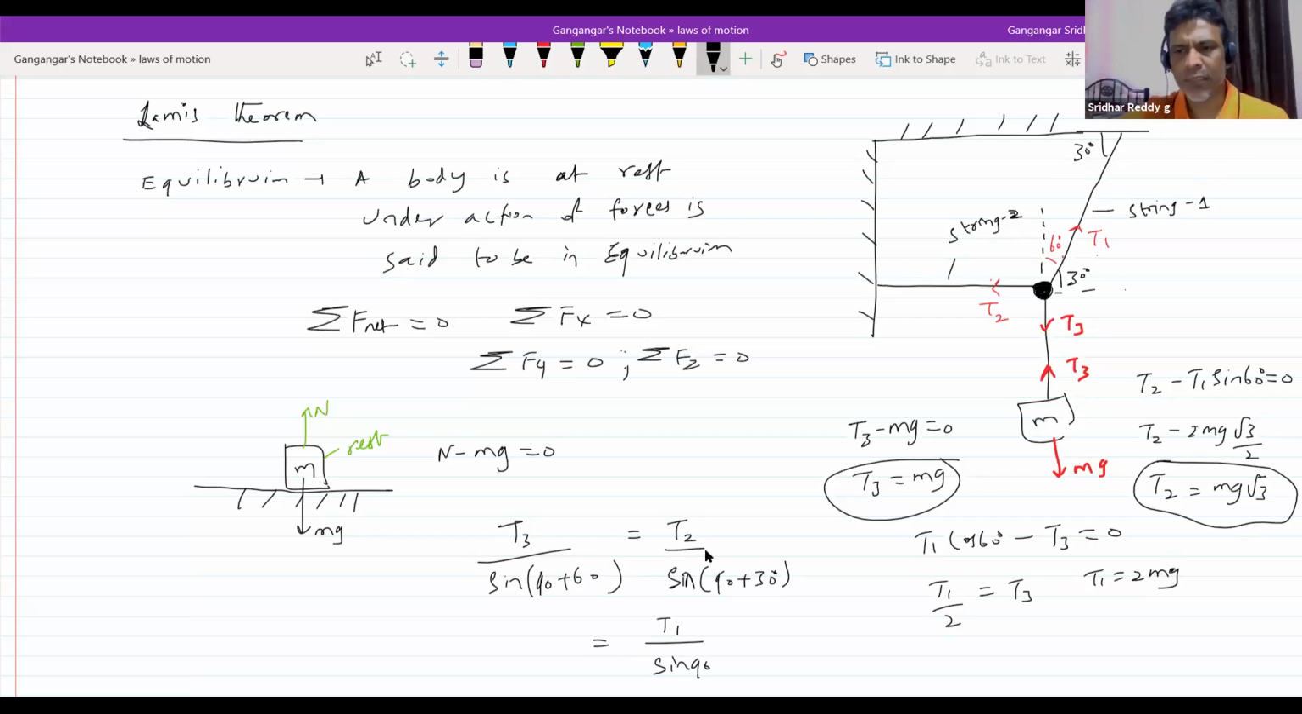It's left to you. Either equate forces along x, along y, and solve it, or take Lami's theorem. But what is the condition with Lami's theorem? Only when there are 3 forces. More than 3 forces, you can't apply Lami's theorem. Am I right? So therefore, I do prefer equating forces along x, along y, so that any number of forces we can manage here.